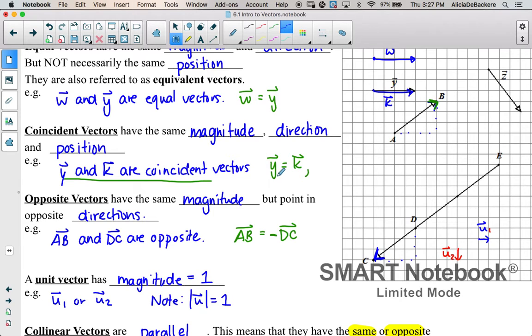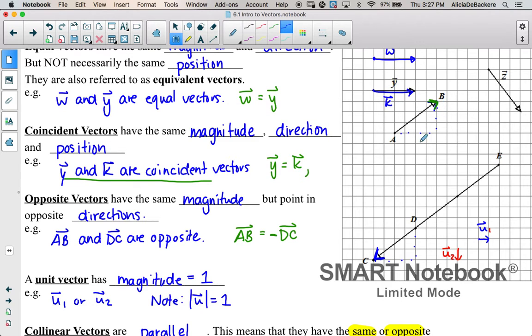So as soon as I have equal vectors, they are definitely collinear. And obviously then coincident vectors are also collinear because they're parallel. Opposite vectors, again, also parallel. So they're going to also be collinear vectors. So all these first three definitions are also collinear vectors, but being more specific, we would use one of these first three definitions.